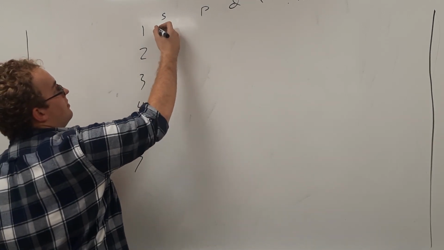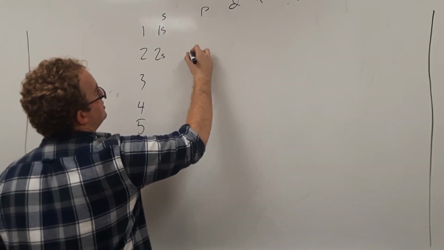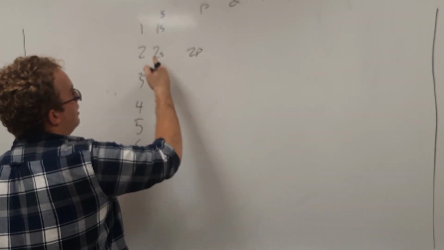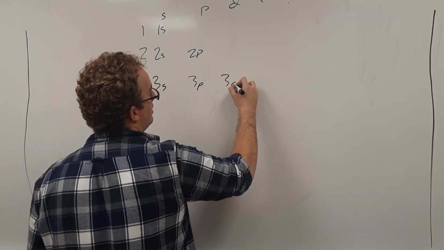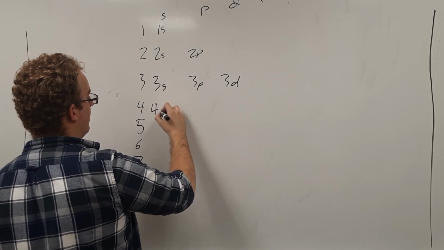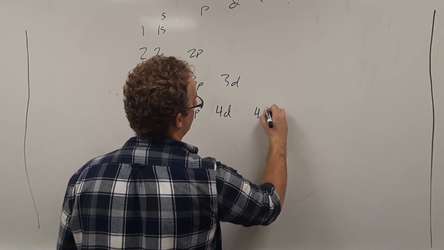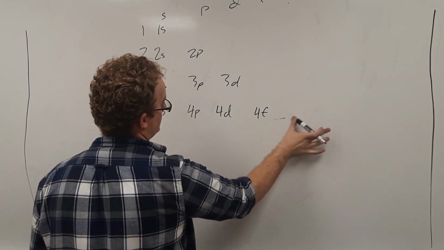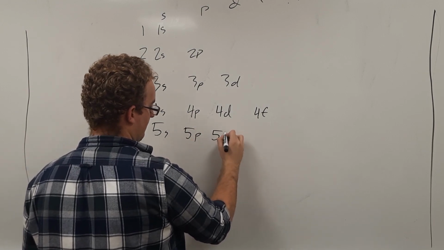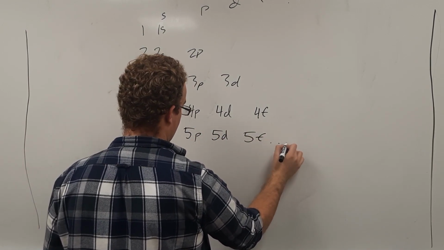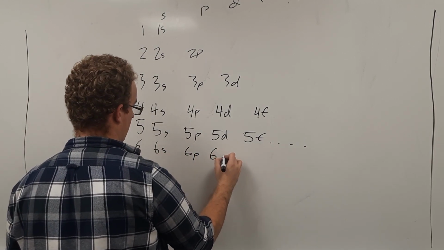So on our first energy level, we have 1s, and that's it. On our second energy level, we have 2s and 2p, and that's it. On our next energy level, we have 3s and 3p, and then 3d, and that's it. On 4, we have 4s, 4p, 4d, 4f, and so on. And then 5, you have 5s, 5p, 5d, 5f. We don't care about this. And then we can just continue filling out to these lower energy levels.